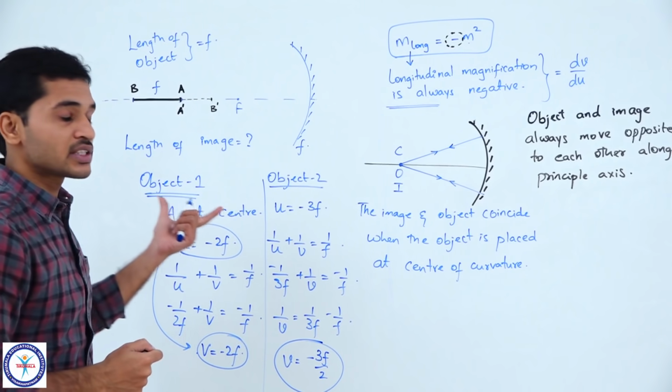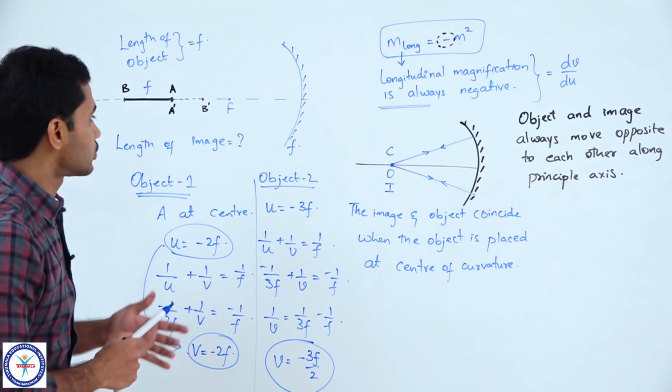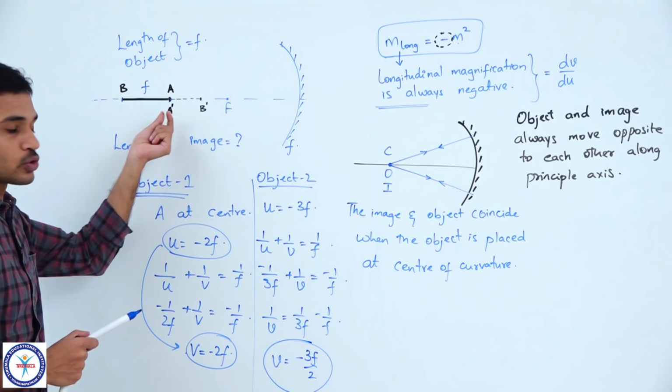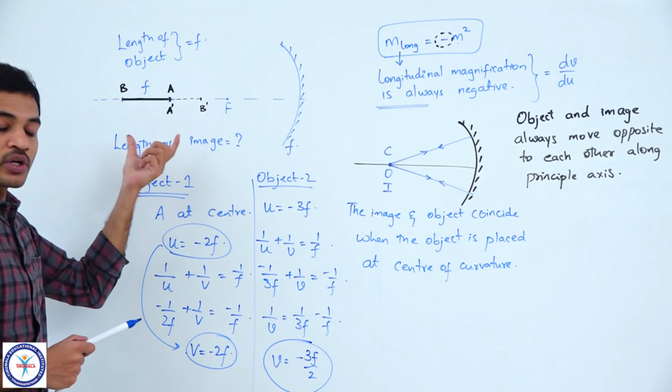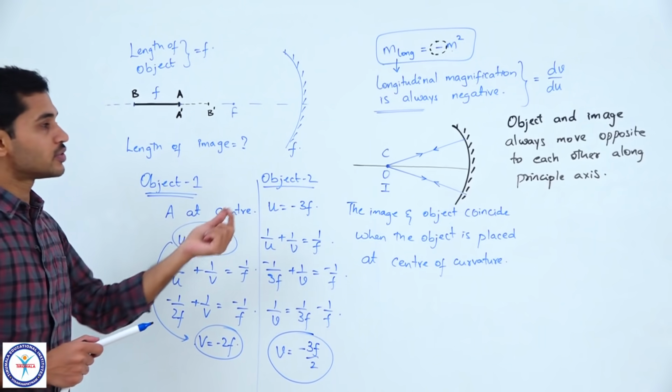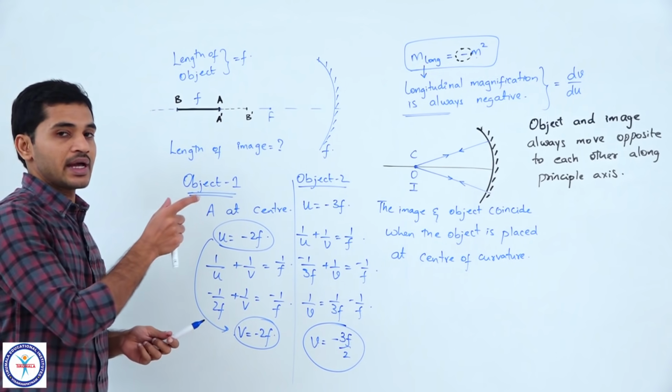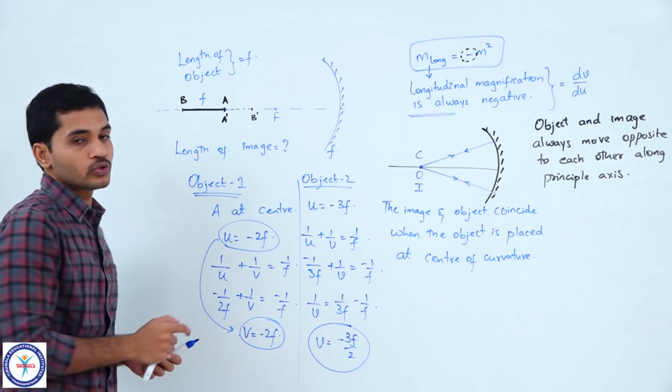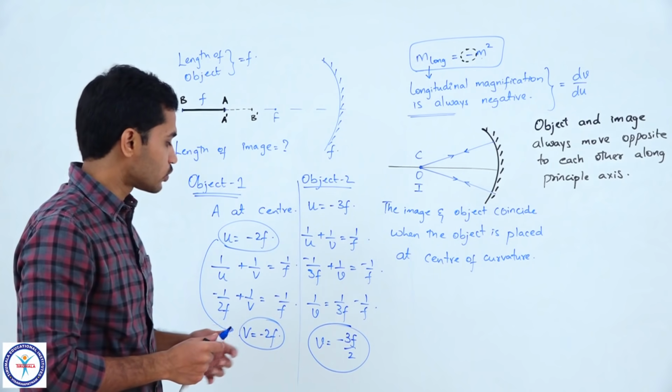So, whenever we have an extended object along the axis, make sure that you consider them as 2 point objects, find the location of images of the 2 point objects, and the actual image will be formed between those 2 image locations. So, that is what we have seen.